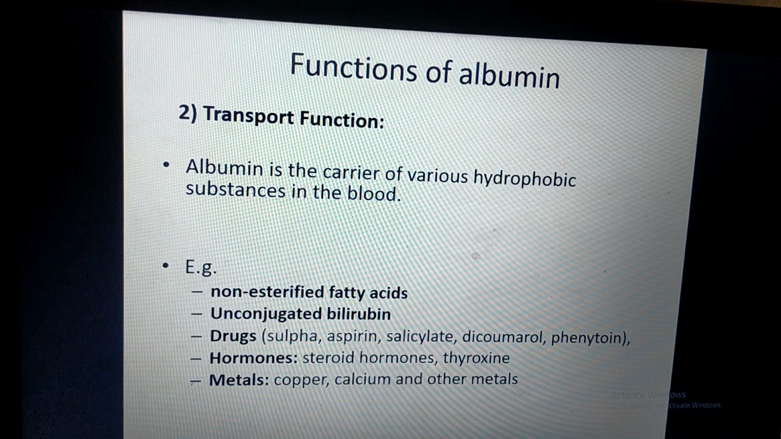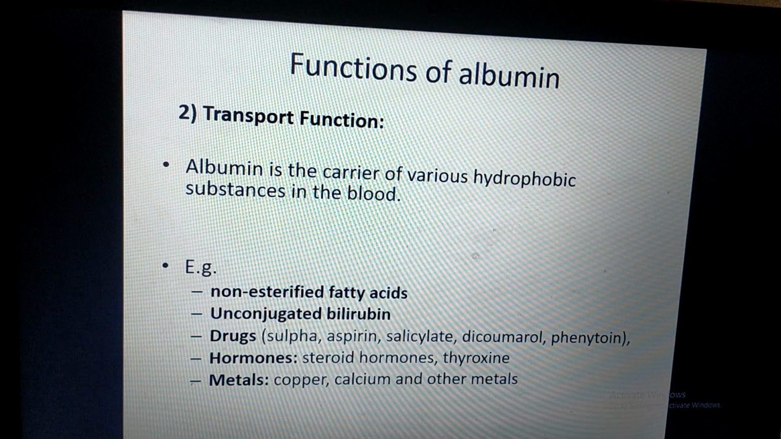After seeing the function of albumin, that is colloidal osmotic pressure, the next function of albumin is transport function. Albumin is a carrier of various hydrophobic substances in the blood, because albumin or proteins are hydrophilic in nature. Therefore, albumin transports various non-esterified fatty acids, meaning free fatty acids, which are hydrophobic in nature, unconjugated bilirubin, and some drugs like sulfa drugs, aspirin, salicylate, dicumarol, phenytoin. All these drugs are hydrophobic in nature, so they can be transported to various parts of the body by binding with albumin.